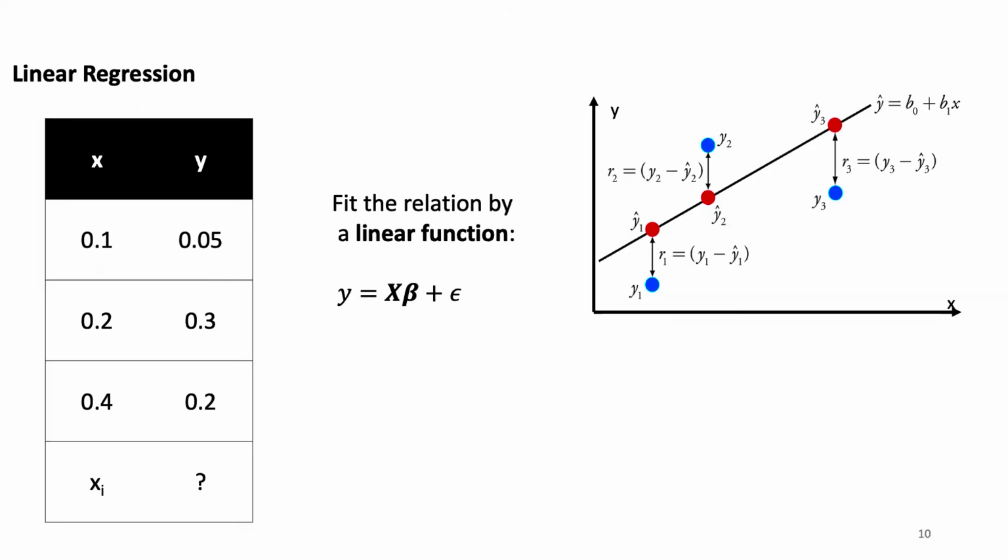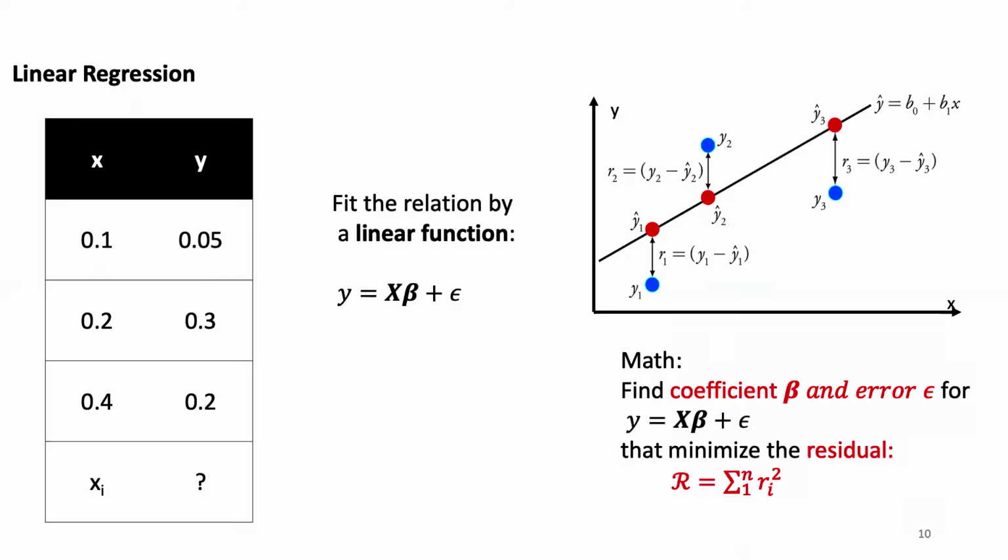The objective is to find the coefficient and the error in the function that can minimize the residual. And we simply plug them into the regression function, and we can always find the value of y given the new x.